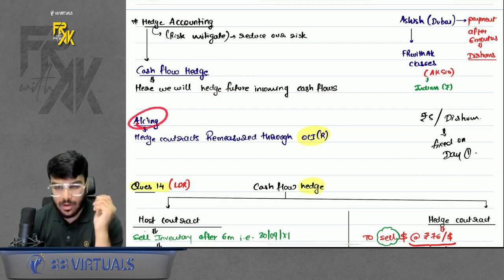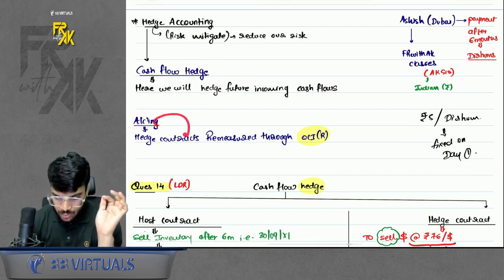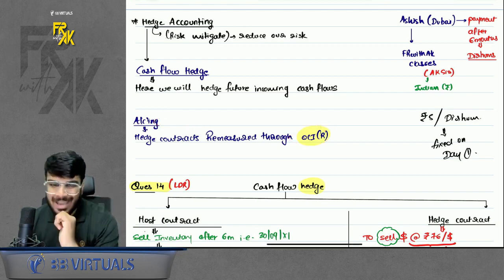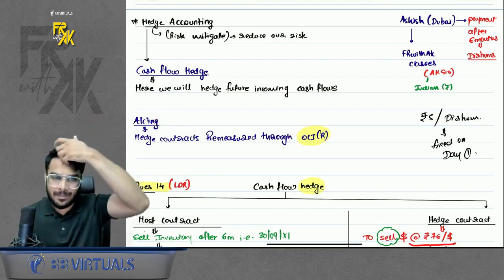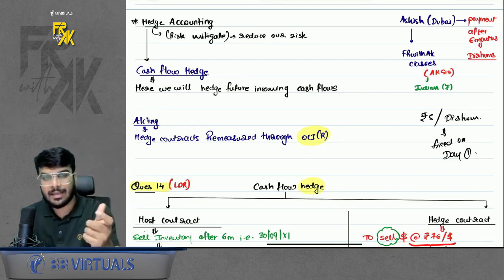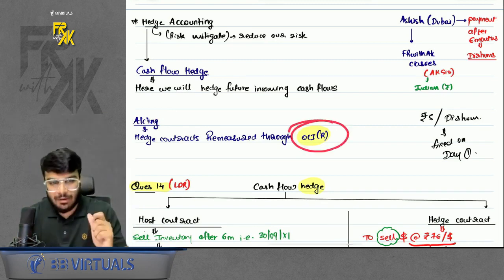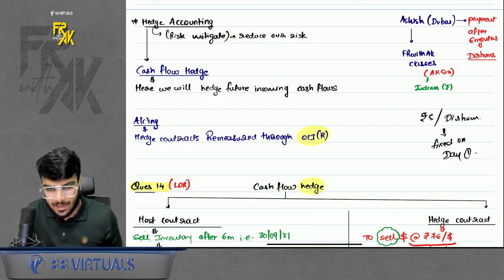Okay, acha, how is the accounting done here? Whatever hedging instrument you account, you will account through OCI. Like in derivatives, we did FVTPL, so whatever gain or loss was there, unrealized, we booked in profit and loss. Here, whatever gain or loss is there, unrealized, you will book in OCI.